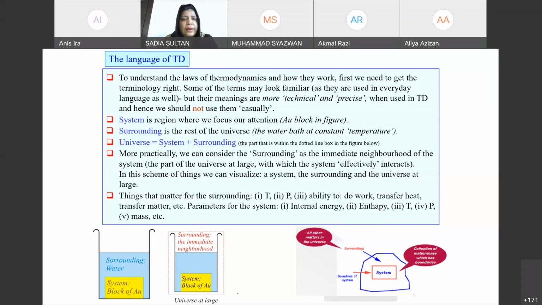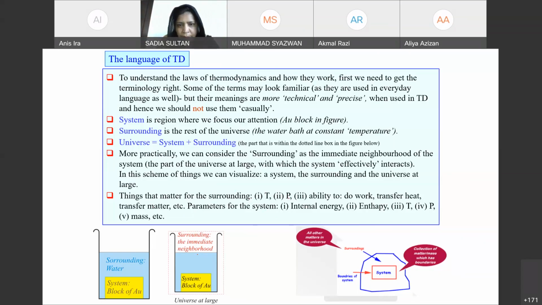Okay. More practically, we can consider the surrounding as the immediate neighborhood of the system, the part of the universe at large with which the system effectively interacts. Where the system can interact is called its surrounding. In this scheme of things, we can visualize a system, the surrounding, and the universe at large. Things that matter for the surroundings. So what things can matter in the surrounding plus the system?